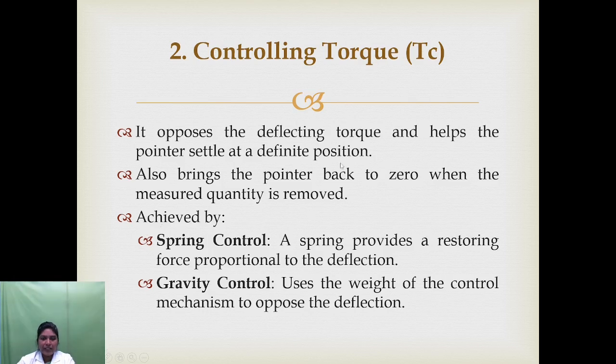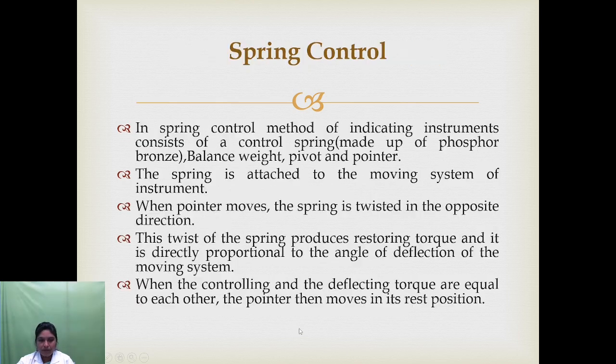We can achieve this by two controlling methods: one is spring control and the other is gravity control. What is spring control? Here a spring is provided for a restoring force proportional to the deflection. The next one is gravity control. It uses the weight of the control mechanism to oppose the deflection. By these two ways we achieve the controlling torque. We can see them one by one. So what is spring control?